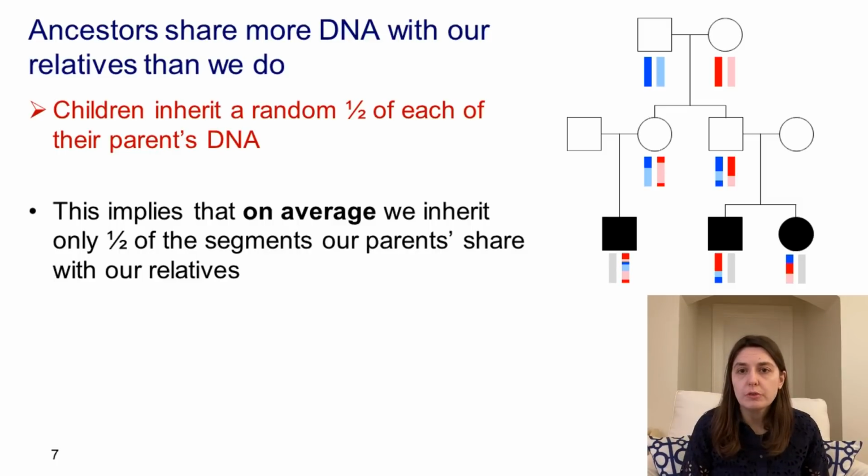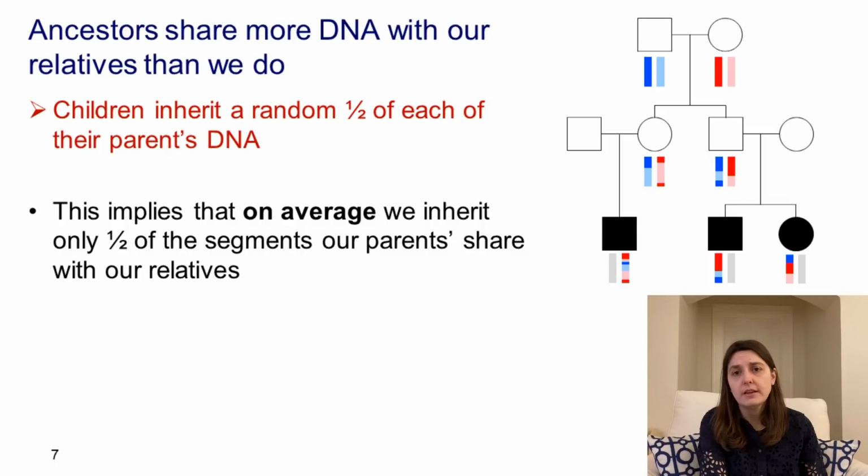Perhaps the most important reason why it's useful to reconstruct DNA from our ancestors is that our ancestors, on average, share more DNA with our relatives in these shared segments or IBD segments than we do. This is because of the fact that a child, in this case us, only inherits half the DNA of our parent. And therefore, on average, the child, again us, will only inherit roughly half of the shared segments that our parent has with this other individual.